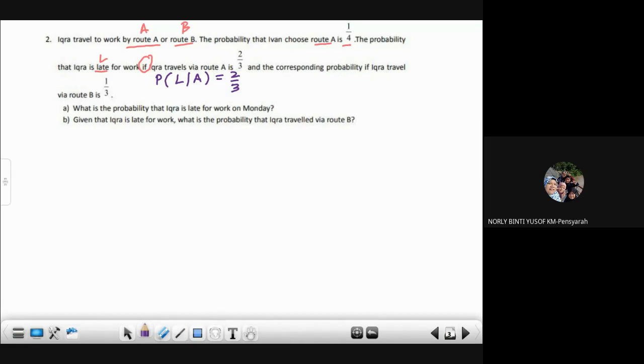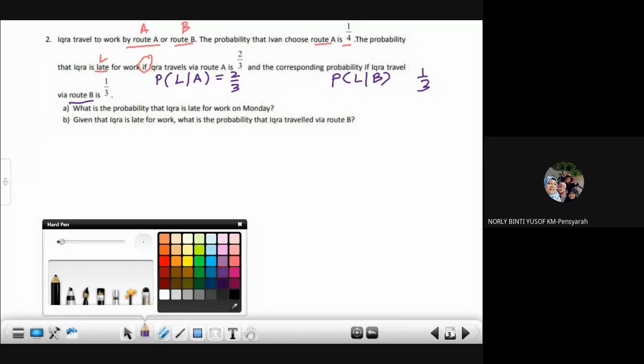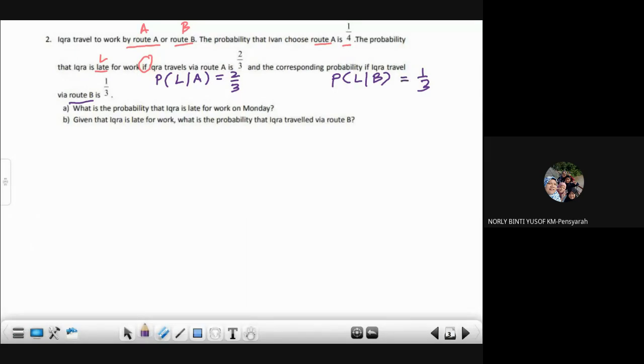Okay. And the corresponding probability if Ikra travels via road B is 1/3. So mana sama, dia late tapi dia travel road B. So late travel road B is 1/3. Satu dalam soalan dia boleh bagi dalam bentuk conditional probability. Tapi kita masih boleh bina tree diagram. Okay, even though the question doesn't say that draw tree diagram. So since that you got two event, road A and road B, and then you late dengan you tak late lah, that means L prime kan, ataupun L complement.